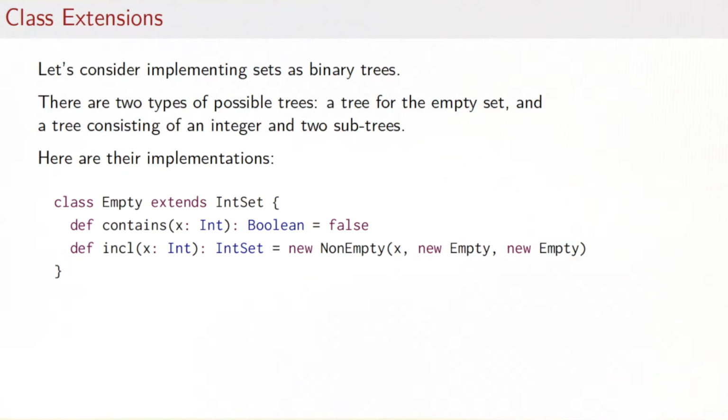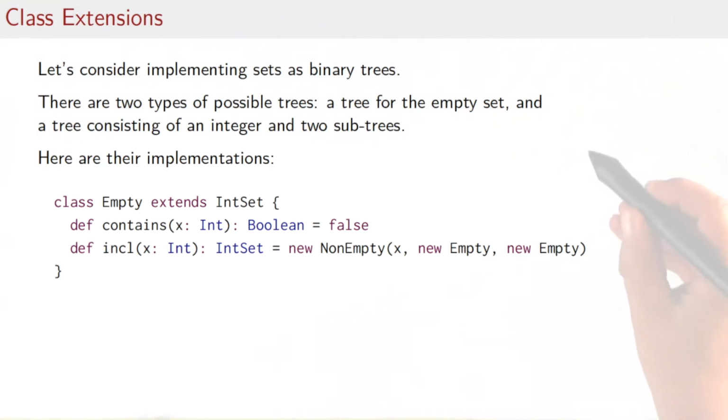Well, one way to do that would be using the binary tree data structure. In that data structure there are 2 types of possible tree: a tree that represents the empty set, and a tree that consists of an integer and 2 subtrees. And the idea would be that you keep always the invariant that the trees are sorted.